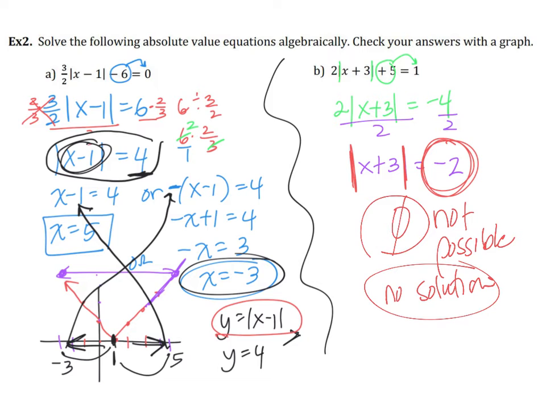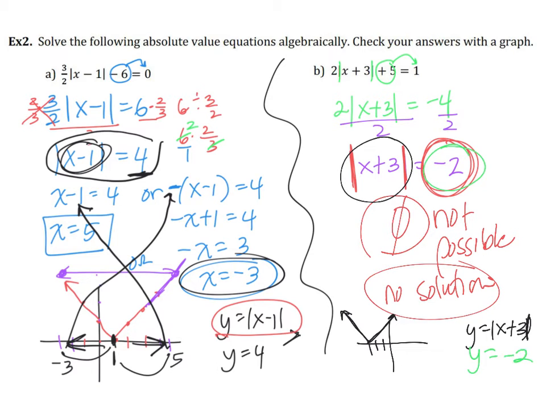But what does that mean? Well, if we were to graph that, so let's go ahead and graph it. This means we're going to have y equals the absolute value of x plus 3. That means we're going to move to the left 3 units, and we're going to have an absolute value that goes up like this because it's positive. So we have this, and then we have our second line is y equals negative 2. Does the absolute value graph ever intersect that horizontal line at negative 2? No, it doesn't, which is why we have no solution. Those two are not going to intersect.